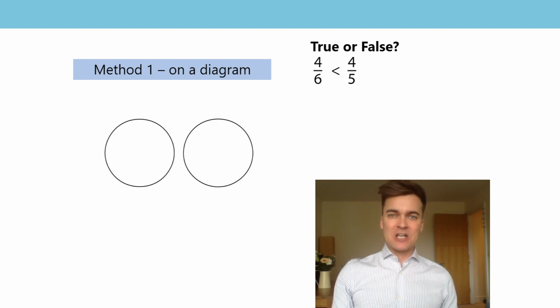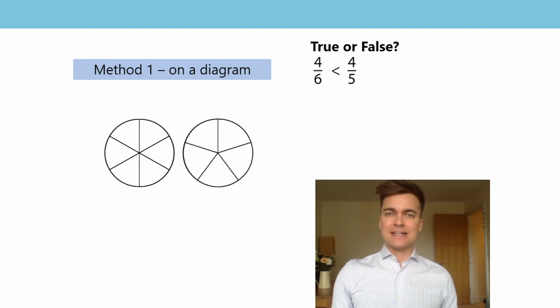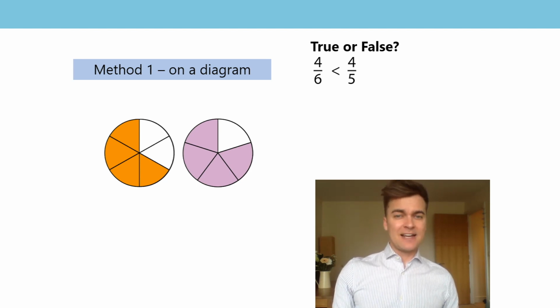So one of these circles is representing 6, divided into 6 equal parts, and the other into 5 equal parts. I am going to represent 4/6 and 4/5. I can see 4/6 is less than 4/5, so it's true.